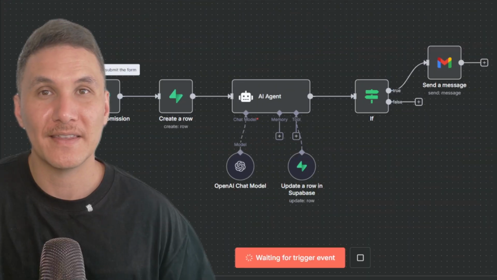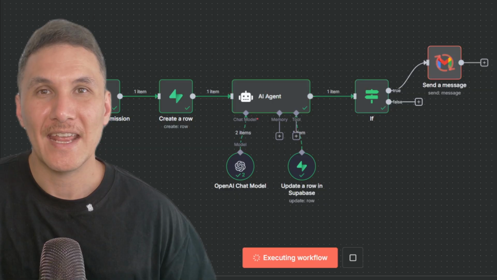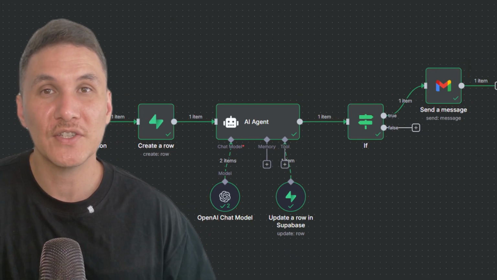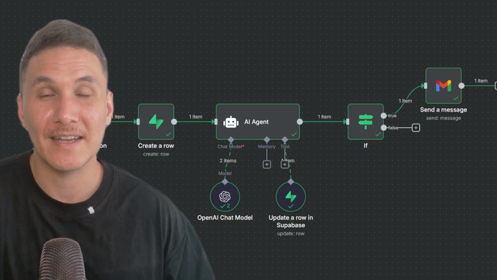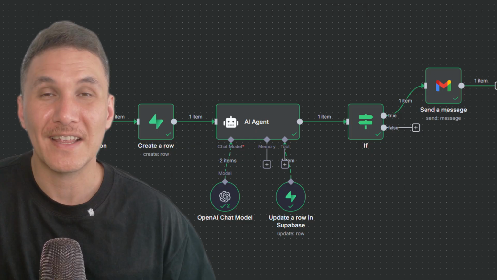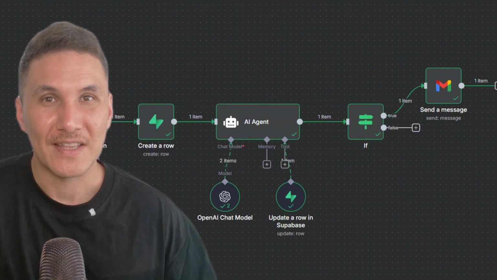What if every sales lead that hit your website was instantly logged, then scored by AI, and every hot lead triggered an email directly to your inbox? In this video, I'll show you how to build that workflow in n8n in under 5 minutes. If you're in sales or marketing, missing a hot lead is like leaving money on the table. But with n8n, Supabase, and AI, you'll never miss one again. So let me show you how.